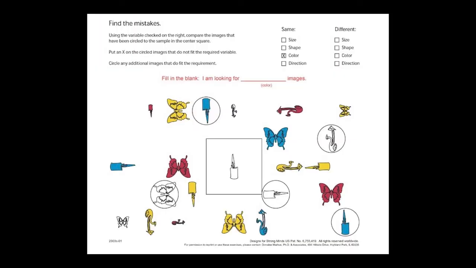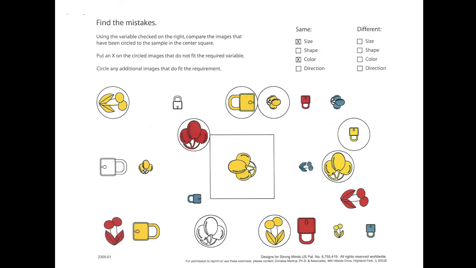We start out with one variable. Find all of the images, for example, that are the same color. Find all of the images that are the same color and size. And as you're doing this exercise, you have to scan the haphazard orientation of all of the images.